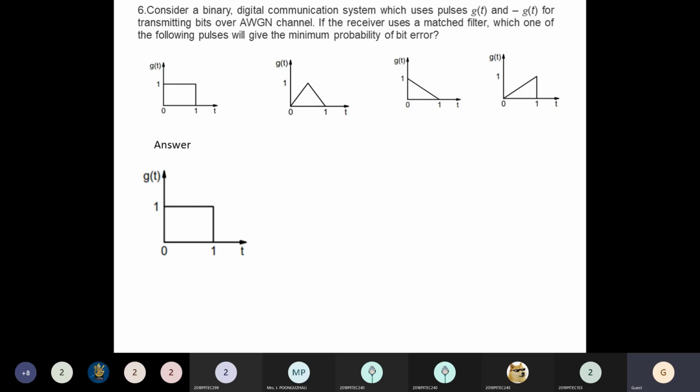What is the question again? We can read. Consider a binary digital communication system which uses pulses g of t and minus g of t for transmitting bits over an AWGN channel. If the receiver uses a matched filter, which one of the following pulses will give the minimum probability of bit error? It is the first option.